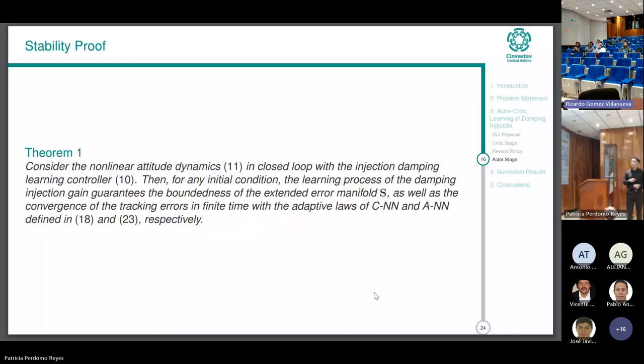The stability proof and the theorem that we obtain is defined with this statement. We consider the nonlinear dynamics of the curvator, and we apply the learning control defined in expression number 10, and applying the adaptation laws of the critic and the actor neural network, we obtain that all signals of the closed loop are stable.